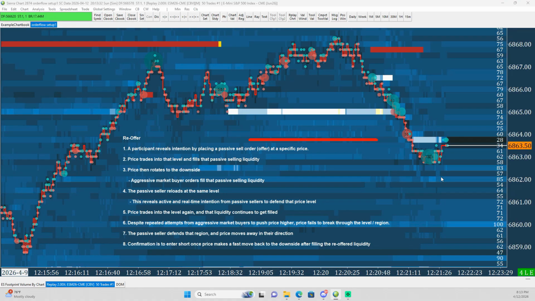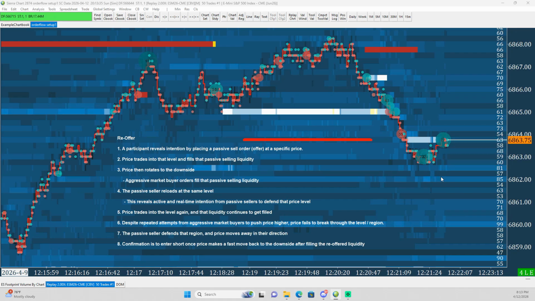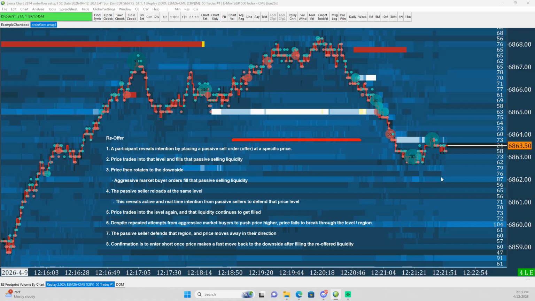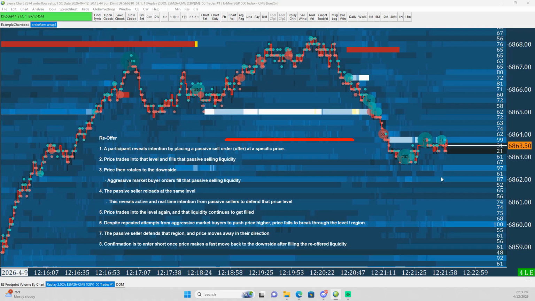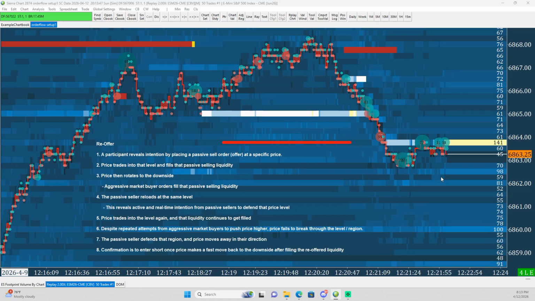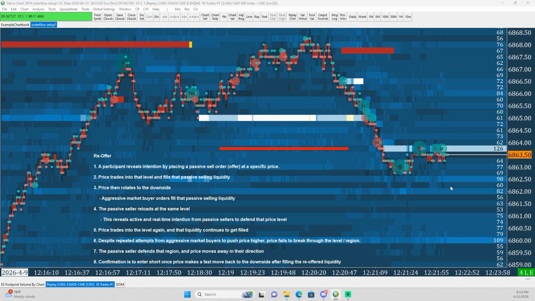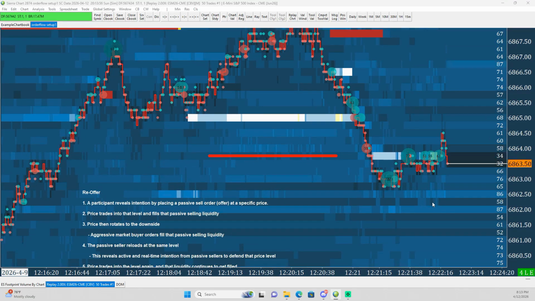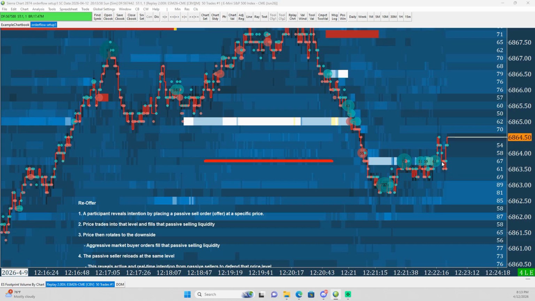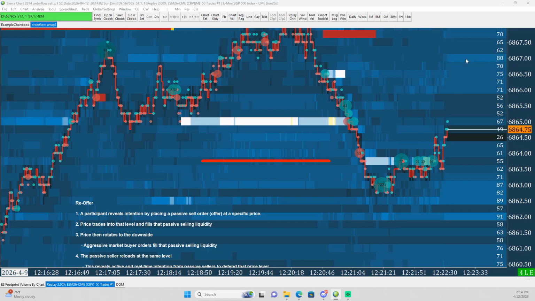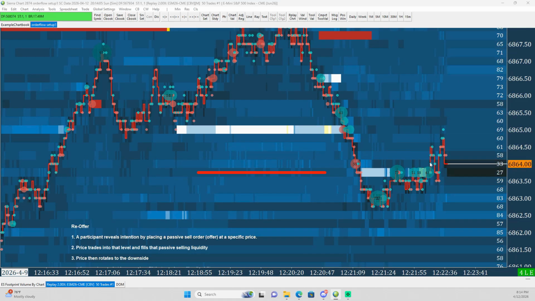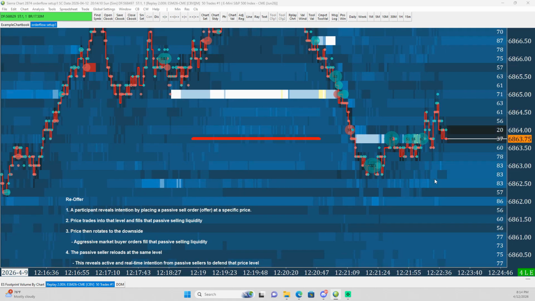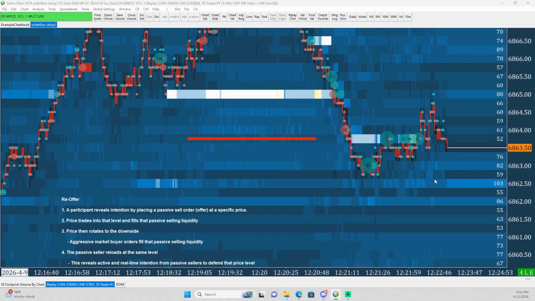What you guys are going to see is a string of aggressive market buy orders filling this passive selling liquidity at 6863.75. So you're going to see a consecutive line of green bubbles, which is simply aggressive market buy orders that are filling that passive selling liquidity. Now, in theory, if there are this many buyers at a price level, price should be able to break above it. However, since it's not, and since this upwards attempt beyond 6863.75 is going to be unsuccessful, this gives us a clue about where the market may head.